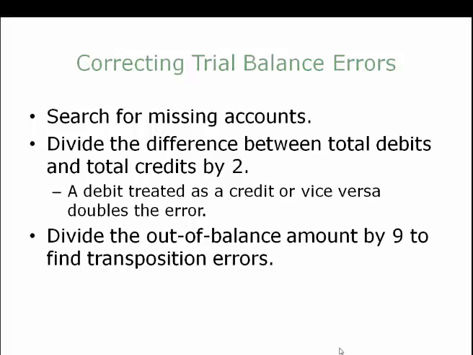So if your number is 81 or 8,100, if it's evenly divisible by 9, you probably have a transposition error. And what that means, transposition would be that maybe you wrote down 1,800 and it should have been 8,100. That's where you're going to have a transposition error. That's what a transposition error is all about.